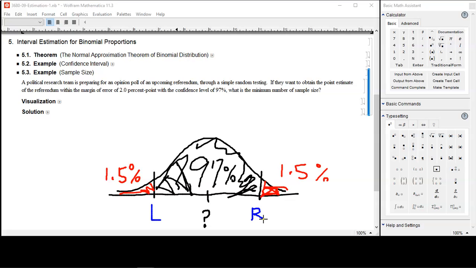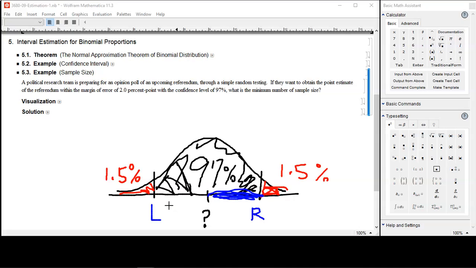And we can use the z-score formula, end minus center over SE. But end minus center is actually this. Right-hand side endpoint minus center is actually this distance, or equivalently this distance too, because of the symmetry.